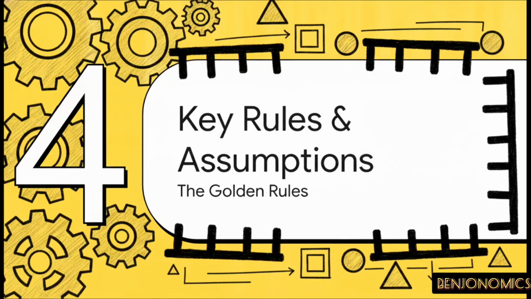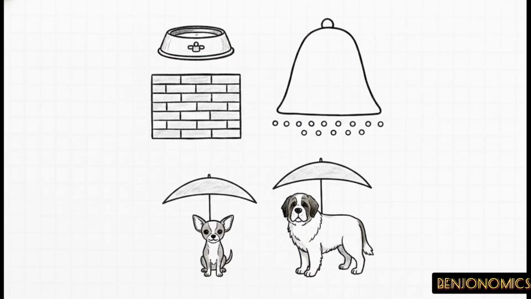Next up, Section 4, Key Rules and Assumptions, the Golden Rules. As we know, statistical tools are incredibly powerful, but they only work properly if the underlying data behaves according to some specific rules. Whenever you run a standard textbook ANOVA using a normal linear model, you are relying on 3 absolute essential assumptions. First, independence of observations, meaning one data point shouldn't artificially influence another.